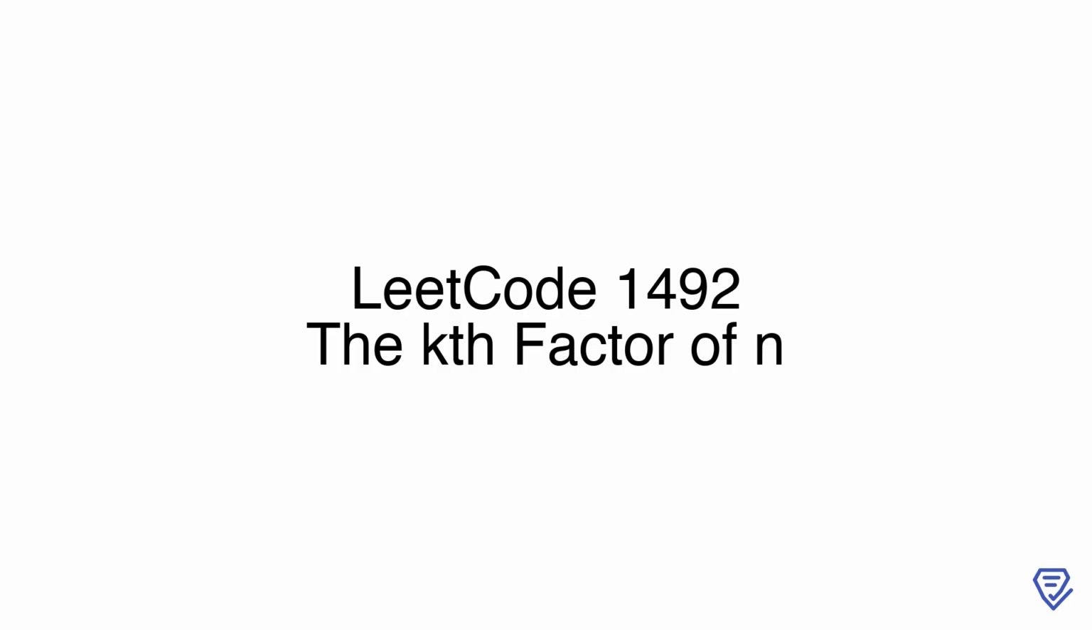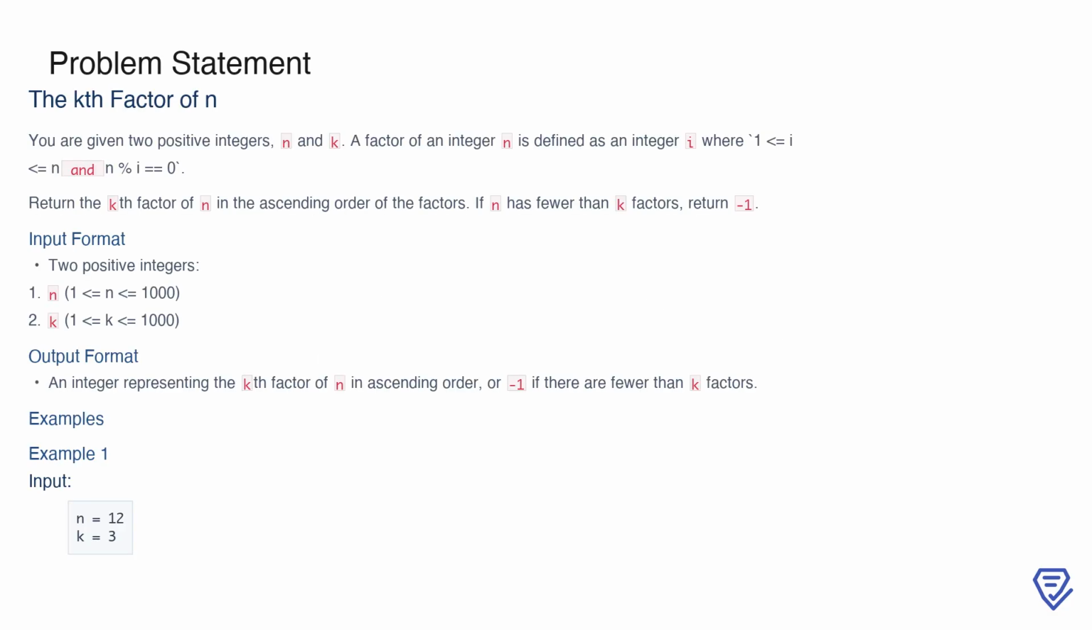Let's dive in. The problem we're solving is called the kth factor of n. Here, you are given two positive integers, n and k. A factor of an integer n is any integer i such that i is greater than or equal to 1, less than or equal to n, and n is divisible by i without leaving a remainder. Your task is to find the kth factor of n when all the factors of n are listed in ascending order. If n has fewer than k factors, your function should return -1.